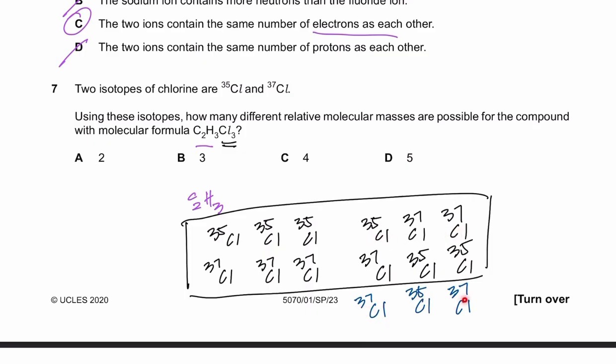So 37 plus 35 plus 37 is equal to 35 plus 37 plus 37. They're just asking you how many different relative molecular masses are possible. These two are the same thing. So the number of different molecular masses that are possible is just 4. It does not matter if you write this first or second, we just have to add these three up and all these 4 should be different from each other. Therefore C is the right option.